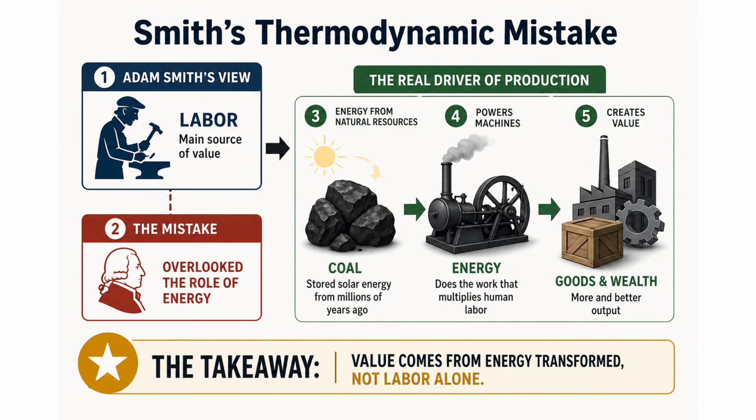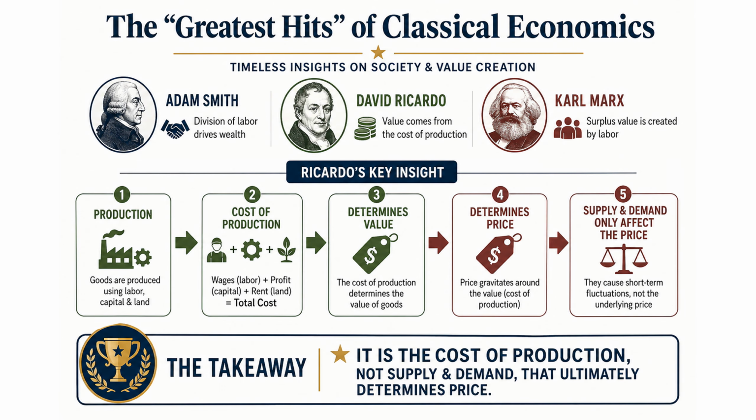Once that is clear, the next step is the greatest hits of classical economics, because it develops the next piece of the same argument. Classical economists like Smith, Ricardo, and Marx made important observations about society and value, which still resonate today. Put more directly, the greatest hits of classical economics refer to the significant insights provided by early economists regarding social classes and value creation.